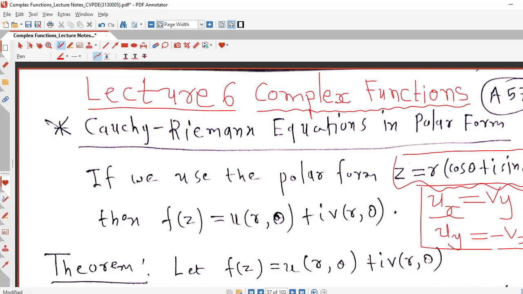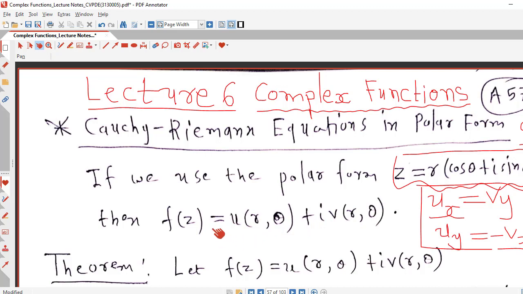So whenever we are using polar form, we will take non-zero complex numbers. At z equal to 0 we have to check differentiability separately. If we put z equal to r into cos theta plus i sin theta, then our function f of z will be u plus iv, where u and v will be functions of r and theta. If we put z equal to x plus iy, then u and v will be functions of x and y, and we can use Cauchy-Riemann equations in Cartesian coordinates.